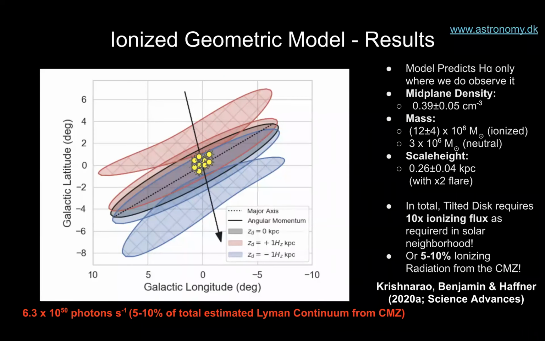Alternatively, we could also find the ionizing photons if we just allow about 5 to 10% of the radiation from the central molecular zone to leak out just from the nuclear star cluster of O and B stars there. So that is also another way you could do this, and it's not terribly unrealistic, especially if we go back to the hydrodynamic simulations where there are lots of pathways that the radiation could escape.